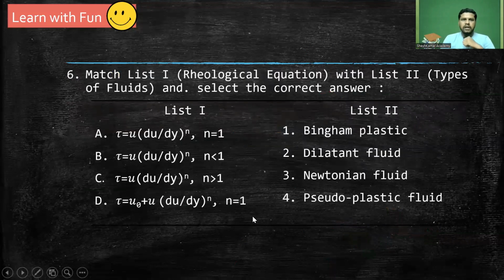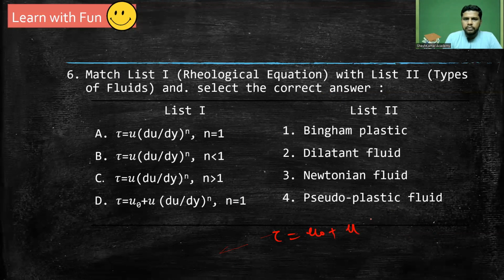Next, match list 1, which is the rheological equation, with list 2, the type of liquid, and select the correct answer. So list 1 contains the rheological equation and list 2 contains the type of fluid. The generalized rheological equation is tau = mu 0 + mu (du/dy) raised to power n.